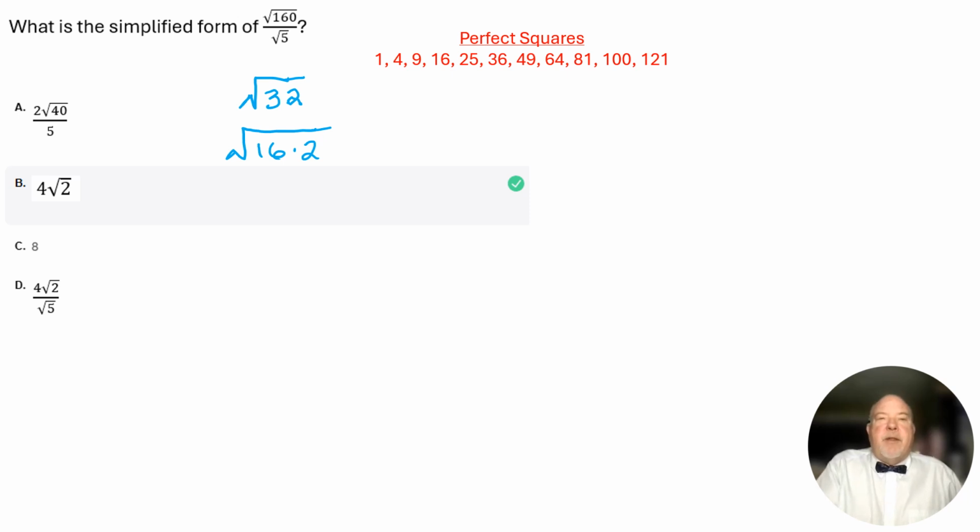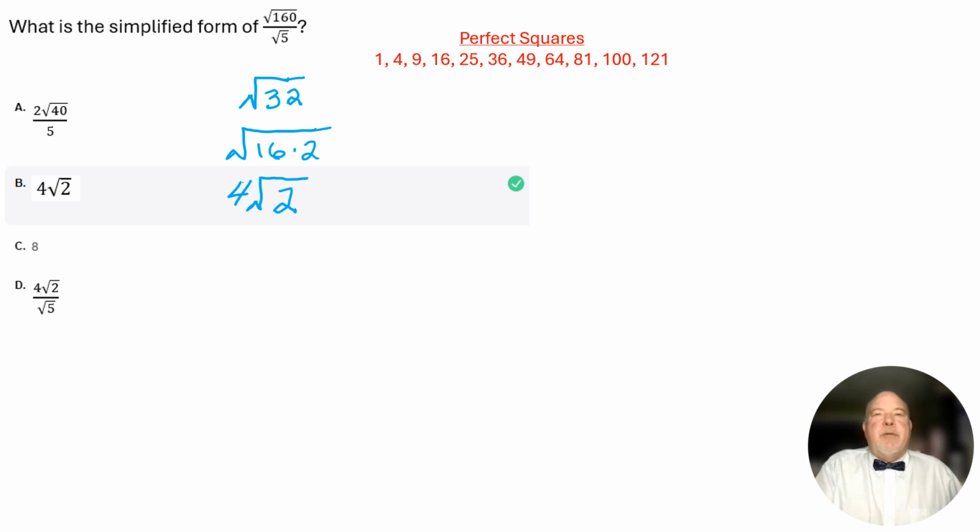That's going to leave me with this. It's going to leave me with 4. That's the square root of 16. And then I still have the 2 underneath the radical symbol. And I can't simplify this anymore. There's nothing I can do with the 2. And that is the answer.